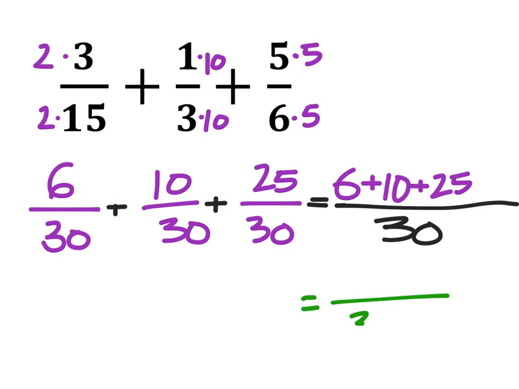And how many 30ths would that be? 6 plus 10 is 16, plus 25, looks like it'd be 41 right there. Let me just double check. Yep, that looks good. 41 is not divisible by 3, 10, 5, 6, or 2. So I'm just going to keep it like this.